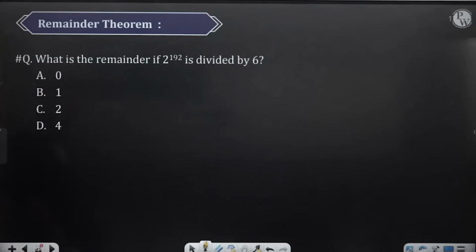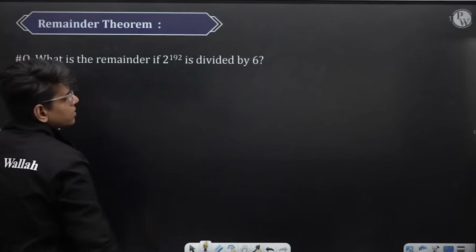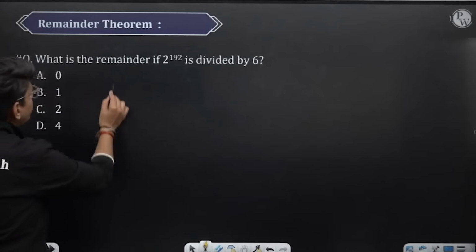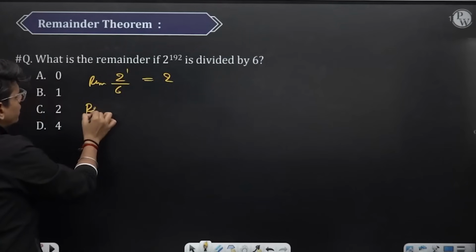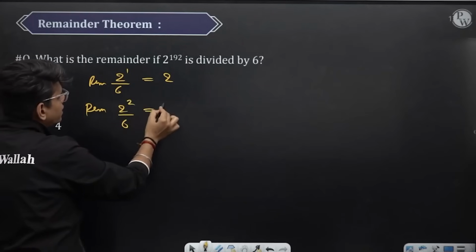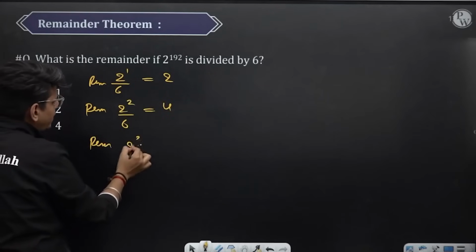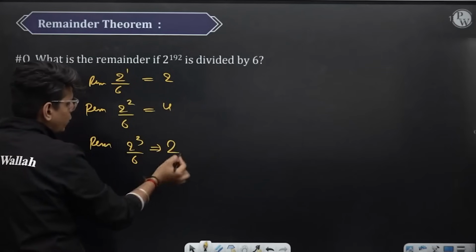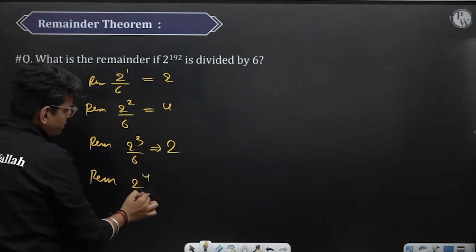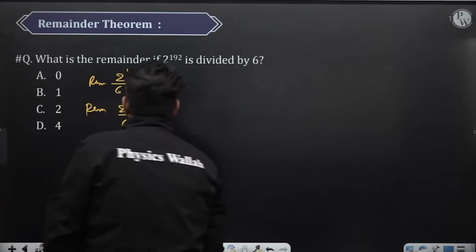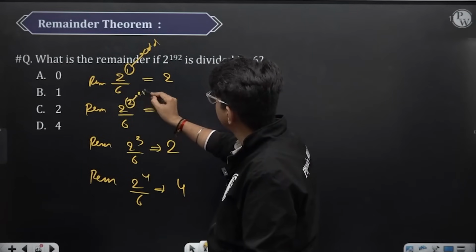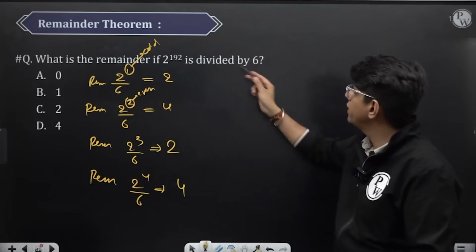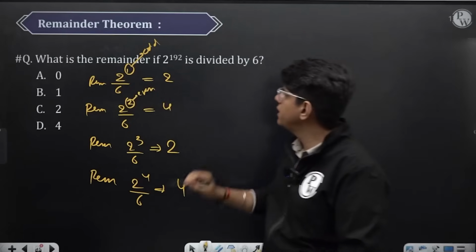Next, another important question is this. What is the remainder when 2 to the power 192 is divided by 6? Another way to find the remainder is when 2 to the power 1 is divided by 6, remainder is 2. When 2 to the power 2 is divided by 6, remainder is 4. When 2 to the power 3 is divided by 6, the remainder is 8 by 6, remainder 2. When 2 to the power 4 is divided by 6, the remainder is 4. So, whenever the power is odd, the remainder is 2. The power is even, the remainder is 4. So, when you divide 2 to the power 192 by 6, the remainder will be 4.